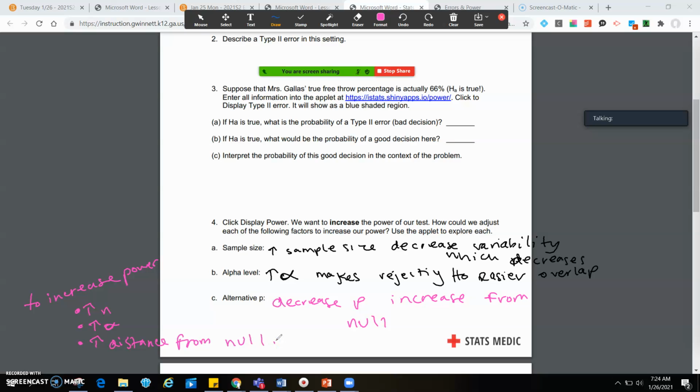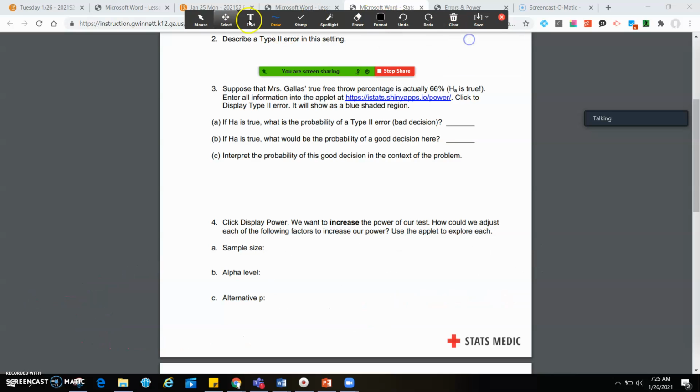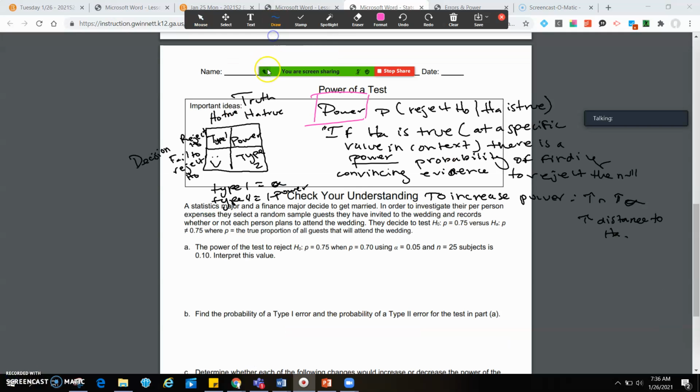Okay? Alright, so let's go over your big takeaways for today. The big takeaways are basically type 1, type 2, and power. For type 1, if your H0 is true, you're going to reject your H0. For type 2, HA is true and you're going to fail to reject the H0. And for power, if your HA is true, you're going to reject the H0.